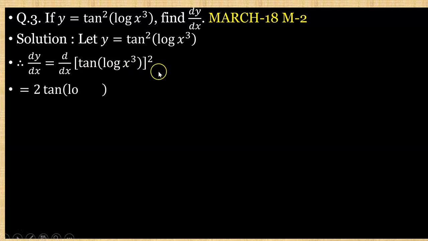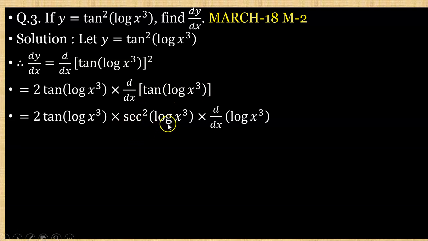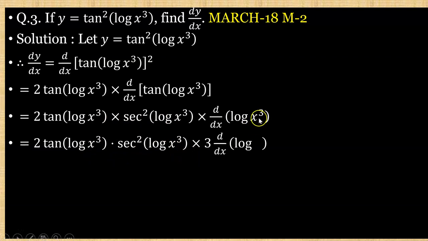Now we will differentiate this. First we find the derivative of this power function, that is, 2 times tan of log of x cube into d/dx of tan of log of x cube. Now next, 2 tan of log of x cube into the derivative of tan of log of x cube, which is sec square of log of x cube into d/dx of log of x cube.